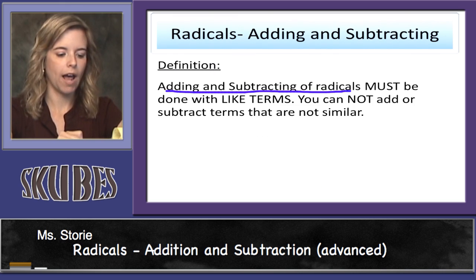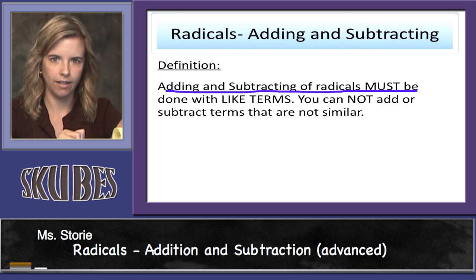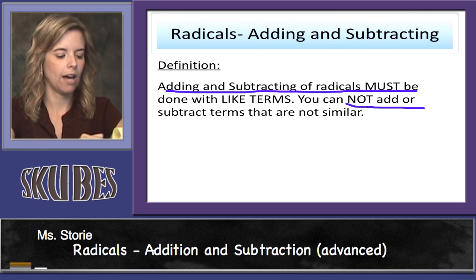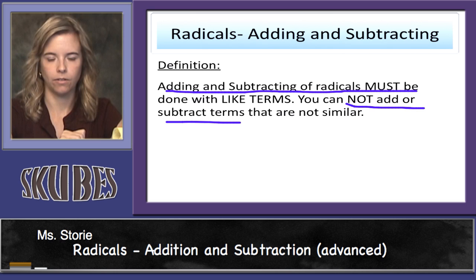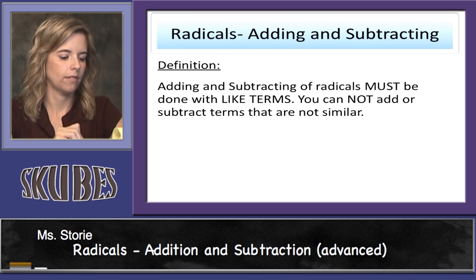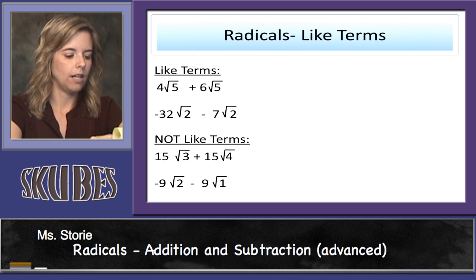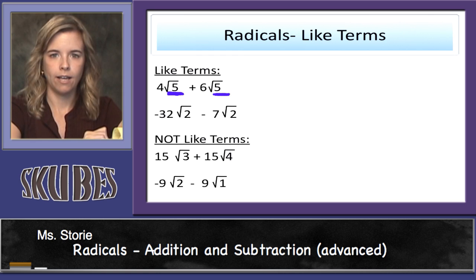Now, when you add and subtract radicals, they have to be like terms. You cannot add or subtract terms that are not similar. So if the radicals are not exactly alike, you can't do anything with them. So let's take a look. It's all about what's underneath the radical sign, the radicand. So we have a radicand of 5 and a radicand of 5.